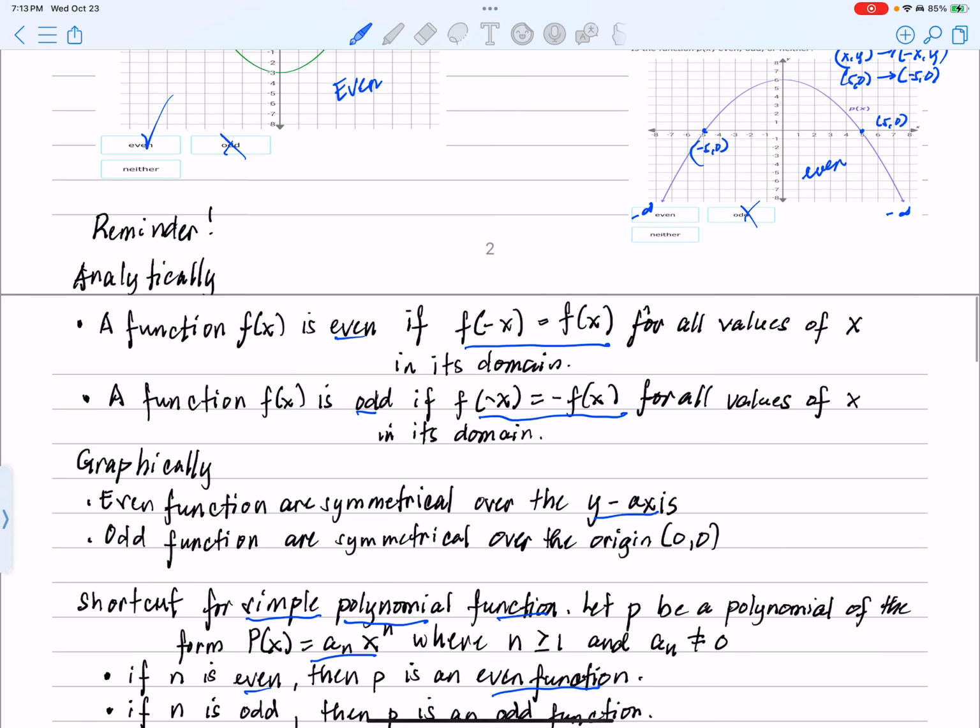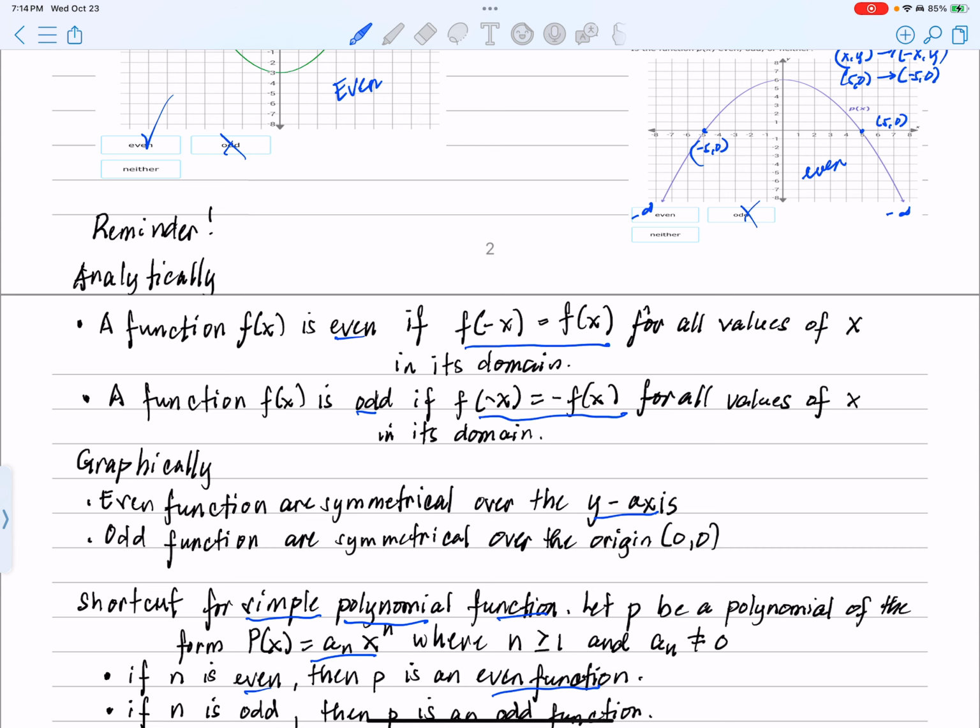Okay. Now, when we say we substitute, like if we try to prove and substitute the negative x, it should be the same as the original function, then it is even. But if as soon as you substitute the negative x, it becomes the opposite of the positive value, then it is an odd function.